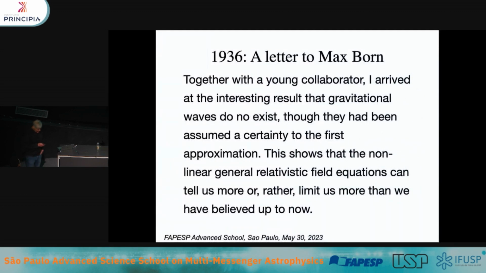What was interesting is that just barely 20 years after developing the theory of gravitational radiation, Einstein, in a letter to Max Born, said, and I'm reading, this is in the letter: together with a young collaborator, I arrived at the interesting result that gravitational waves do not exist, though they have been assumed as certainty to the first approximation. This shows that the nonlinear general relativistic field equation can tell us more, or rather limit us more than we have believed up to now. The collaborator was Nathan Rosen.